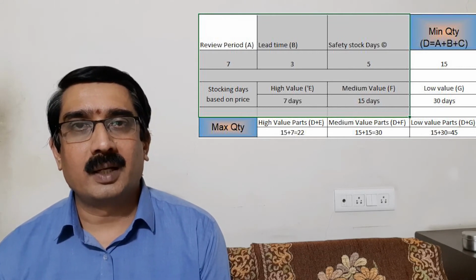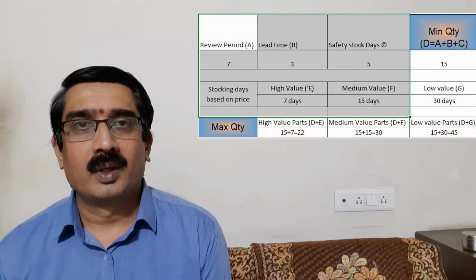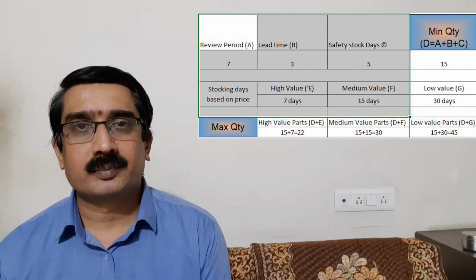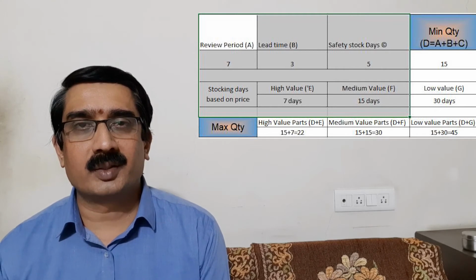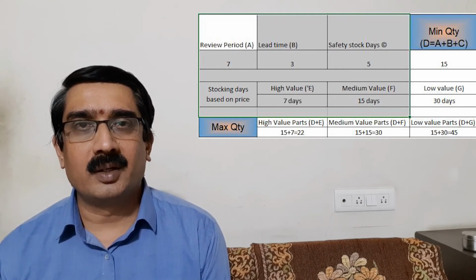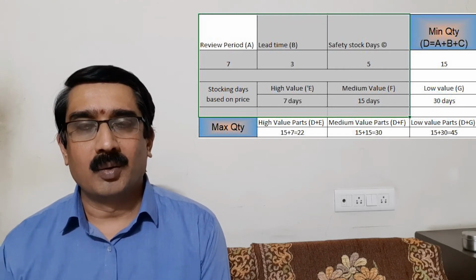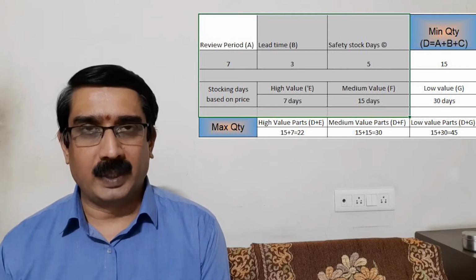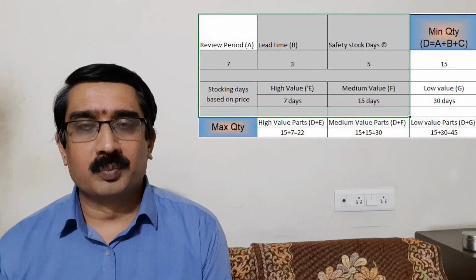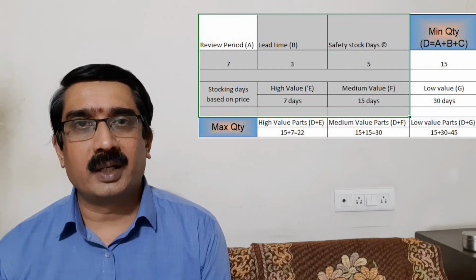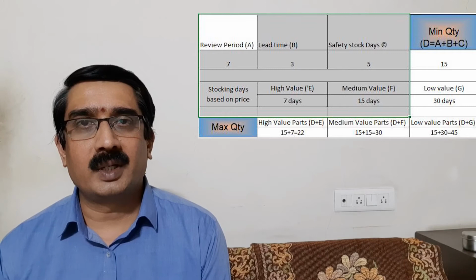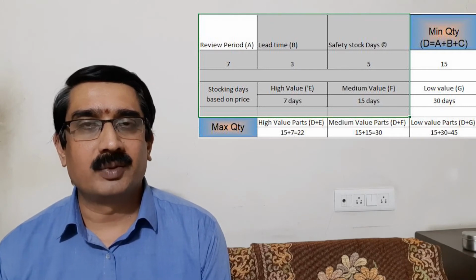Now we need to calculate maximum quantity. So for that, we consider the value of parts. Now, last session we discussed that the material or inventory is categorized based on movement and the price. Now this movement is considered for calculating the minimum quantity. For calculating the maximum quantity, we consider price of the part.